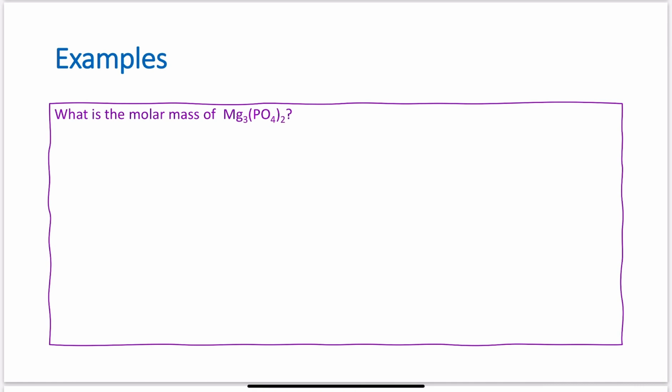Let's look at our next one. What is the molar mass of magnesium phosphate? Mg3(PO4)2. So remember what these little subscripts mean. This 3 means I have 3 magnesiums in this formula. This 2 means I have 2 of this entire thing. So I have 2 phosphates.